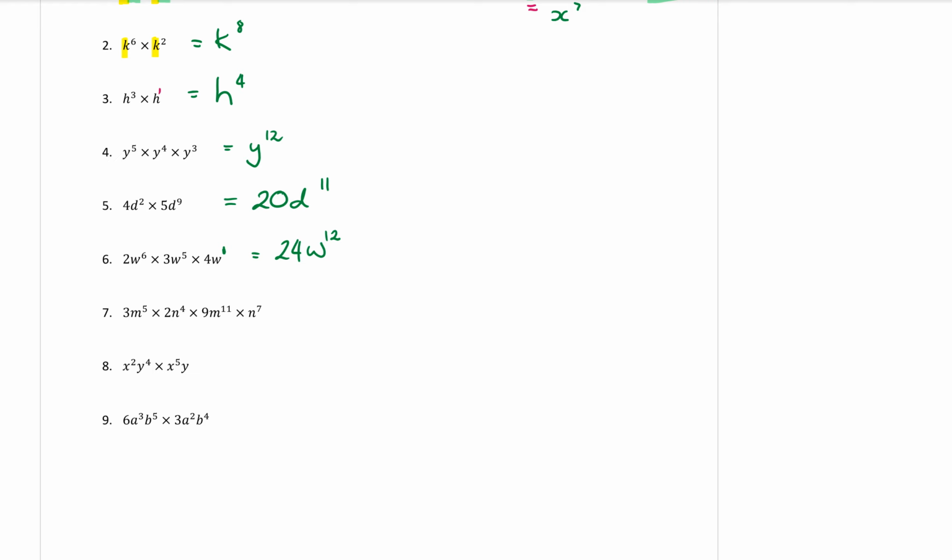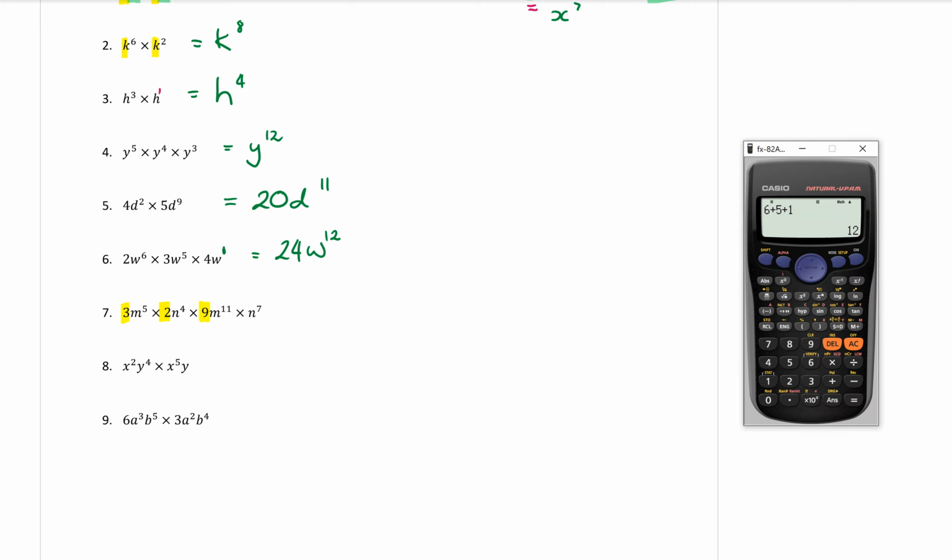Question 7. Even though we have some different letters in there, we still multiply all the big numbers out the front. So the 3, the 2, and the 9. This last one doesn't have a big number out the front. So those three big numbers we're going to multiply together. 3 times 2 times 9 is 54.